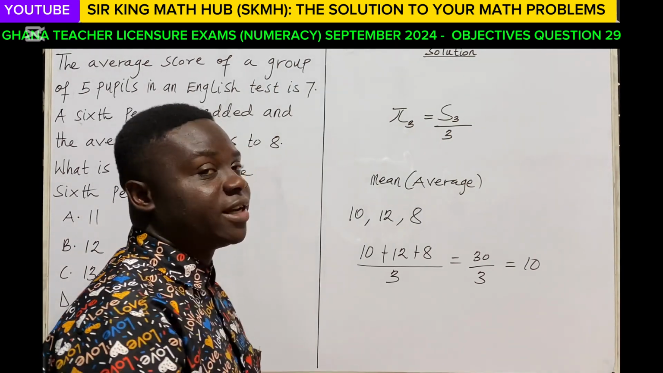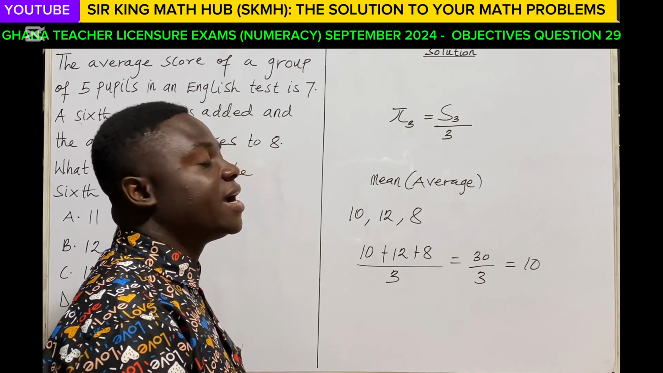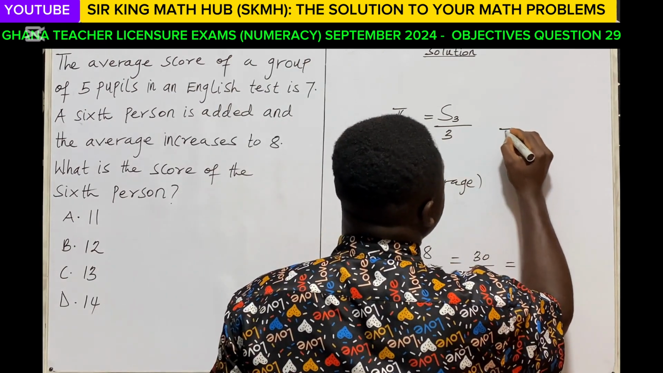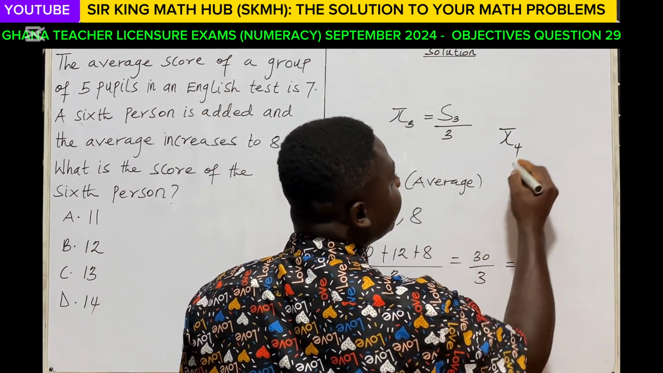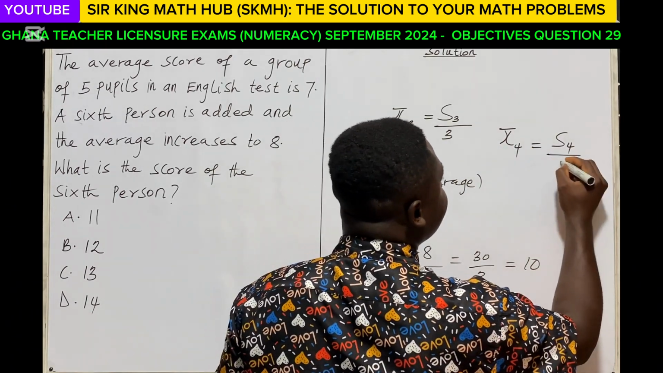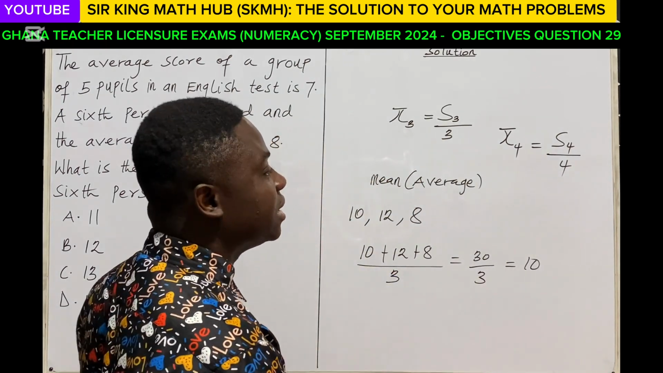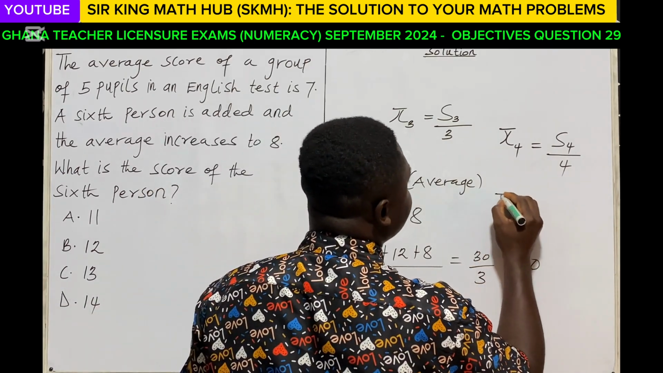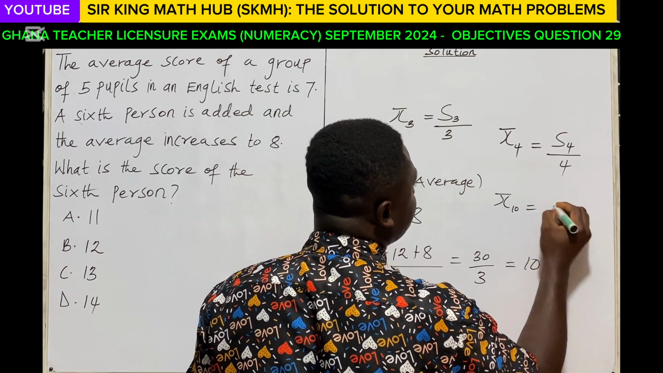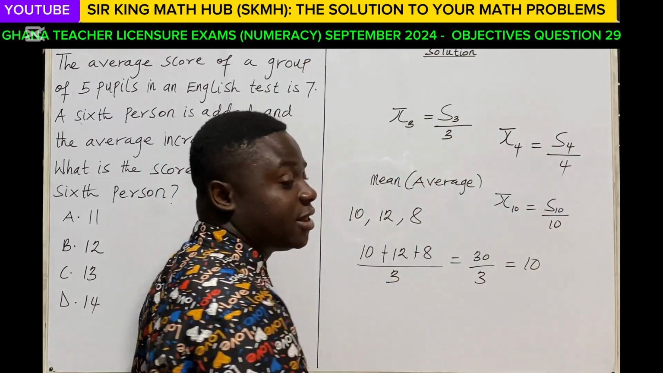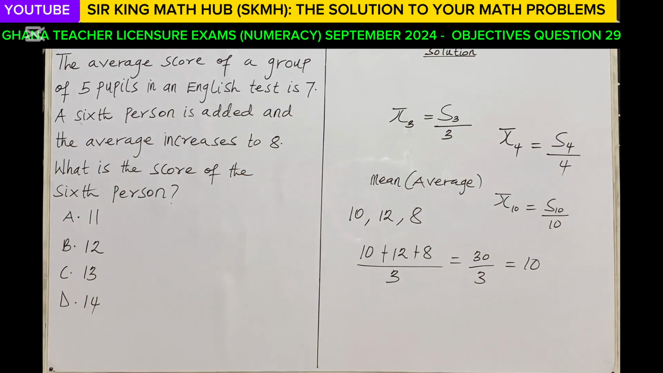So what if the numbers are 4? If you have to find the mean of 4 numbers, how do we create a formula for that? So the mean or the average of 4 numbers will be equal to the sum of the 4 numbers divided by 4. Lastly, what if the numbers are 10? What will be the formula? So the mean of 10 numbers is equal to the sum of 10 numbers divided by 10. So please, let's take note of this particular formula.